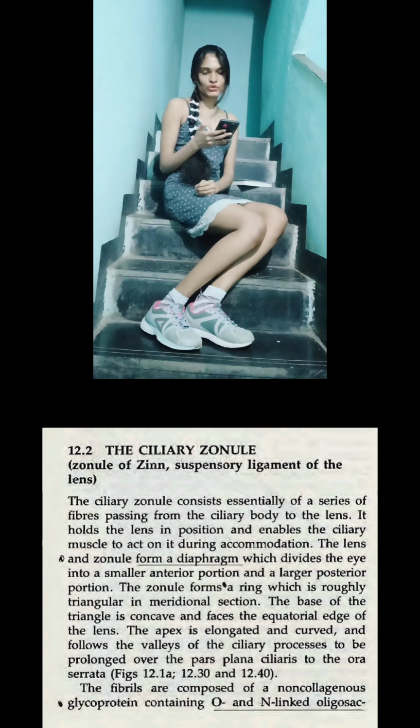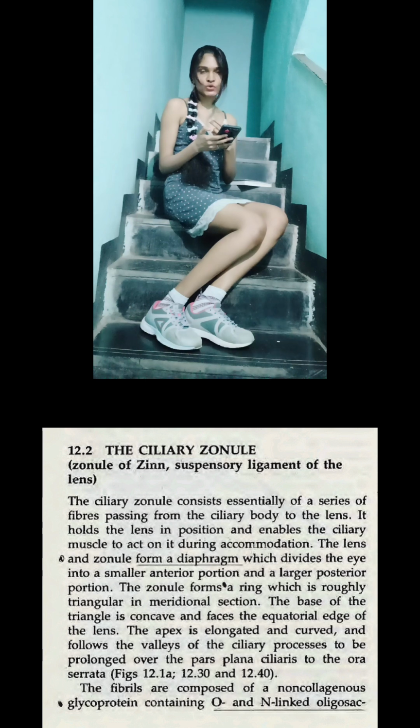So the ciliary zonules, these are the fibers. Composition we'll see later on. These are the fibers which run from the ciliary body to the lens capsule. Depending upon their location, they are divided into 3-4 types that we'll see later on. So their extent is from the ciliary body to the lens capsule, and their function is to hold the lens in position. Also, they enable the ciliary muscle to act on them to cause accommodation, to focus on near objects.